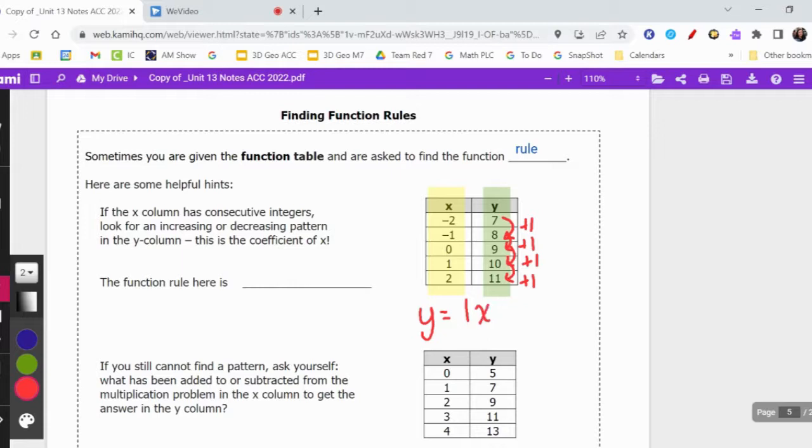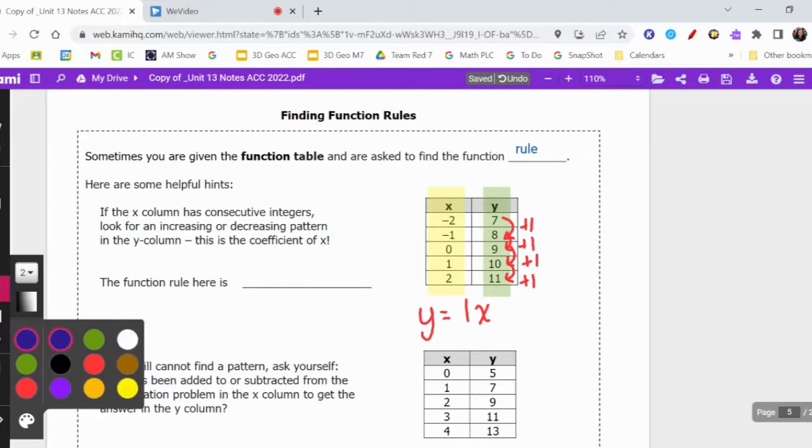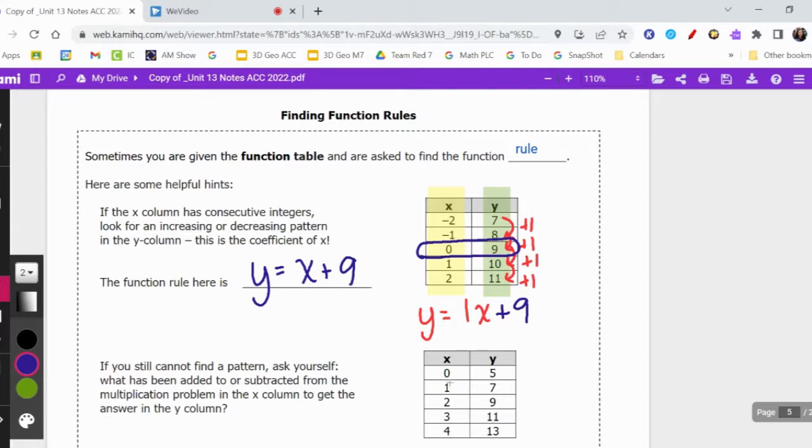And the last thing you have to do is find the y-intercept. Now, the y-intercept always occurs when x equals 0. And when x equals 0, y is positive 9. So I'm going to say, okay, positive 9. And therefore, the function rule here is y equals 1x, or just x, plus 9. All right, let's do some more examples.